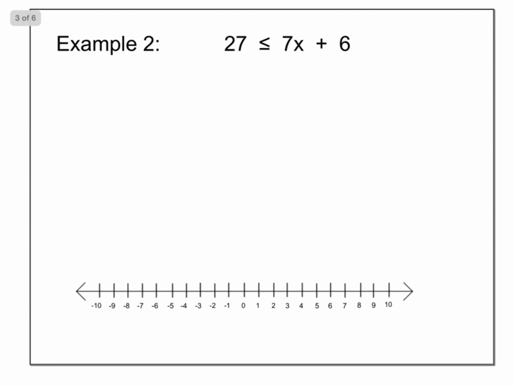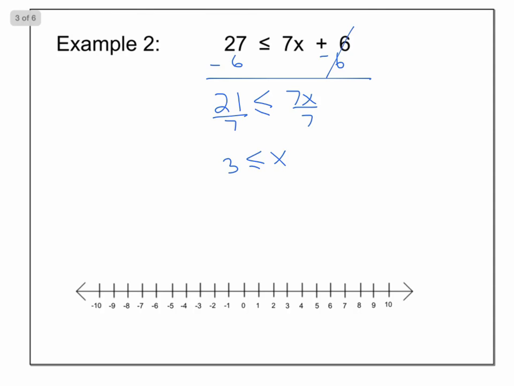All right, let's go ahead and look at another example. This time you'll notice that our variable x is on the right-hand side of our inequality. That really shouldn't make any difference, so we're going to go ahead and isolate that x. First, we'll subtract 6 on both sides. 21 is less than or equal to 7x. The 6's cancel out. Divide both sides by 7, which gives me 3 is less than or equal to x.